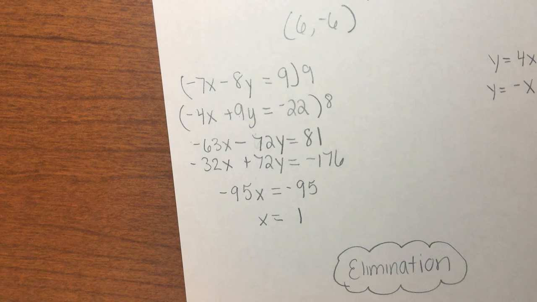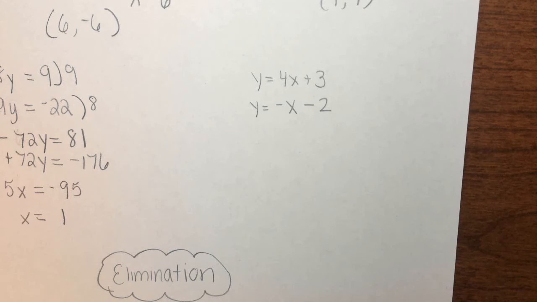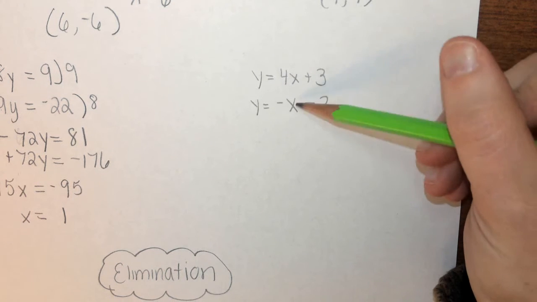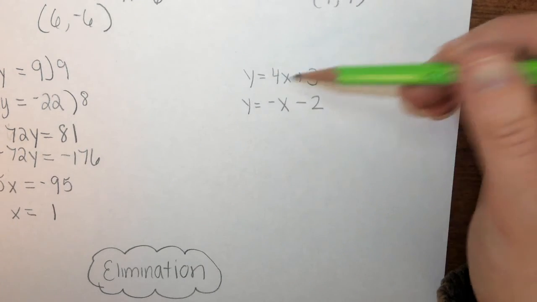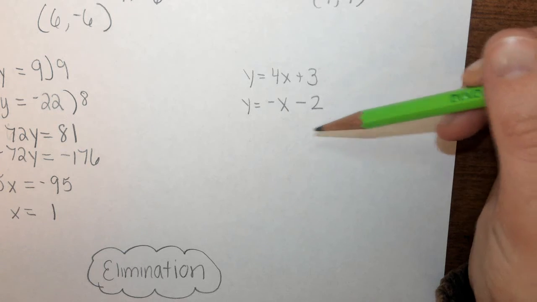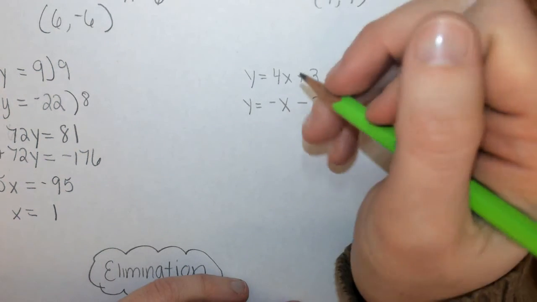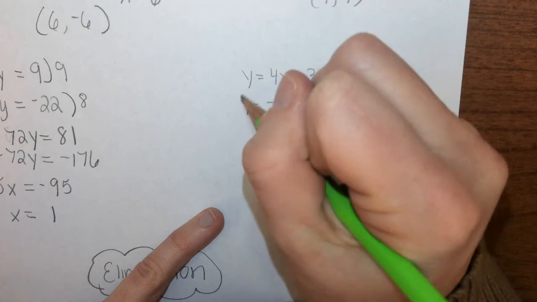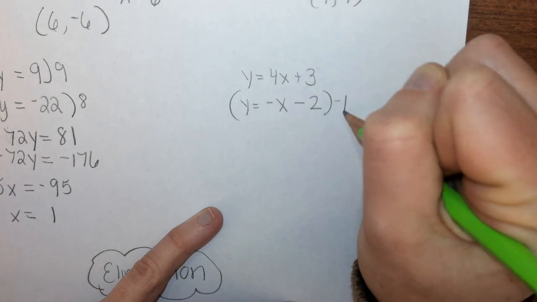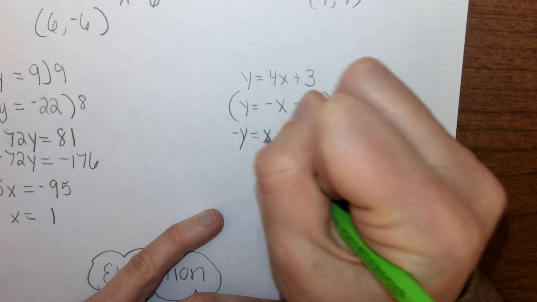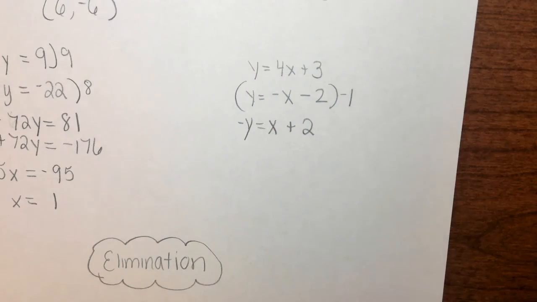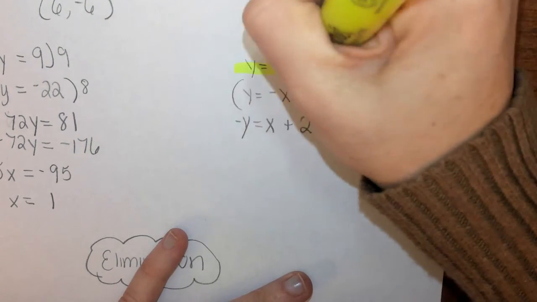Now, if they're not in standard form, like these two here, they're easy to graph, but if you wanted to do elimination, as long as the x's are on the same side and the y's are on the same side, you can add them together. So right now, if I added, I would get 2y equals 3x plus 1. So I'm going to multiply this equation by -1. You could multiply the other equation by -1, but then I'll get -y equals x plus 2. And now you can go ahead and add them up.